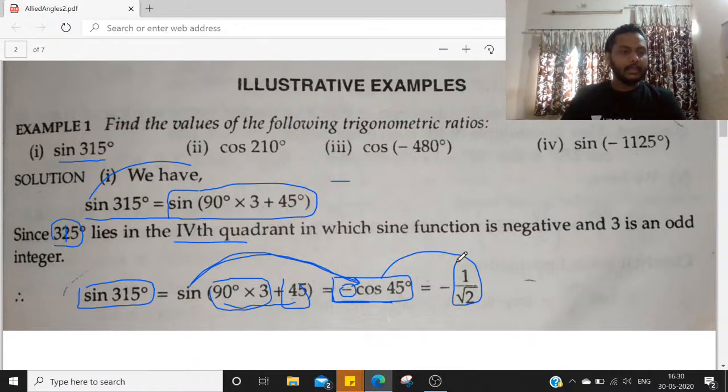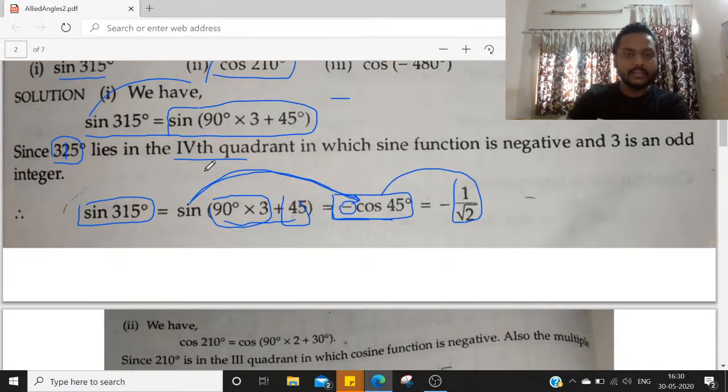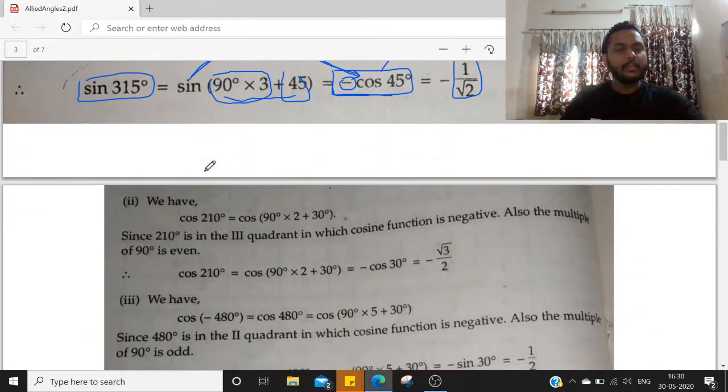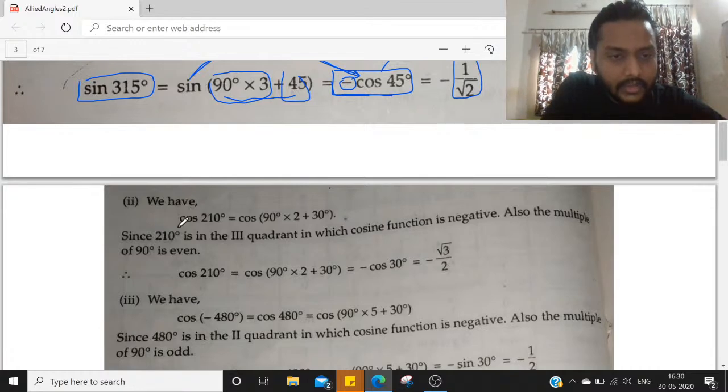Now let's move forward. When we are clear with this, let's move forward. And the next question that I have is cos of 210 degree. Now when I'm talking about cos 210 degree, let's see how we're going to do this. Again, cos 210 degree can be written as cos of 90 times 2 plus 30.